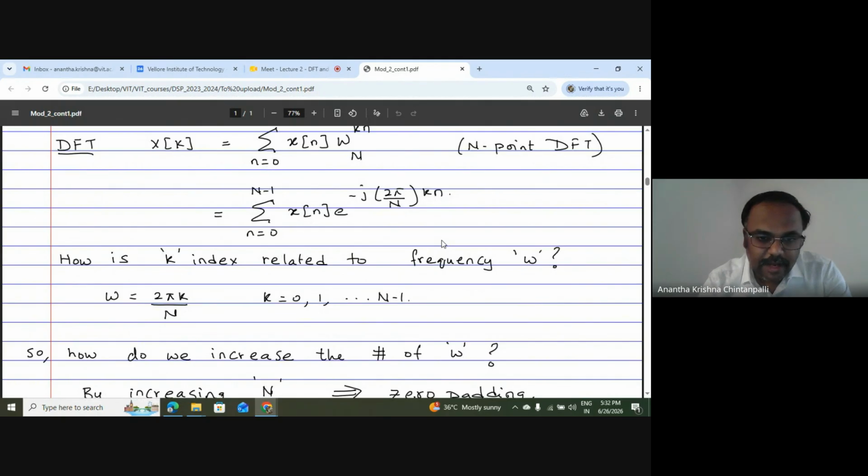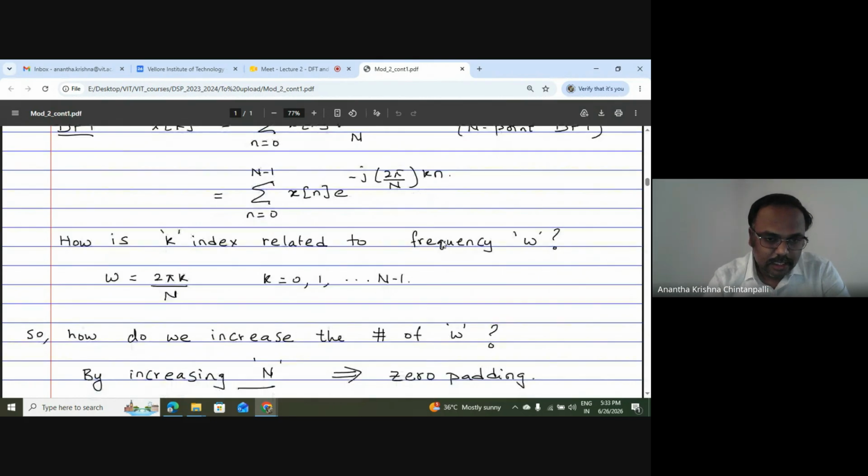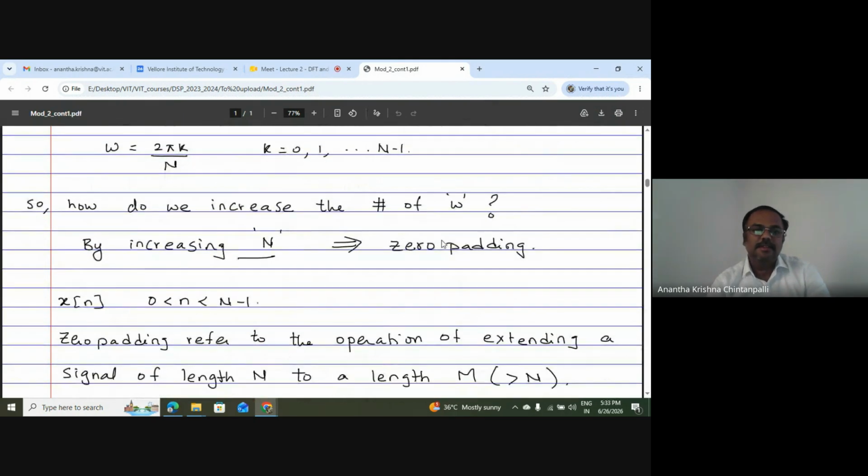Now, is there a way I can increase the number of omegas so that I can get a better frequency resolution? Meaning I can get more omegas, and thereby a better representation of the frequency content of the input signal. The answer is yes, through a process of zero padding.